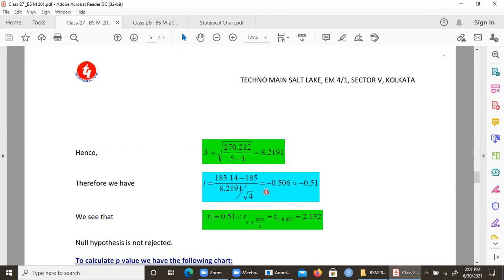But since alpha is the level of significance, do not think that since we have calculated 0.05 by 2, we should consider the level of significance at 0.025. It is mentioned at 5% level of significance. That means 5% level of significance. That value has to be considered, which is 2.13. And we know that calculated value, if it's less than the tabulated value, null hypothesis is not rejected, or we fail to reject the null hypothesis.